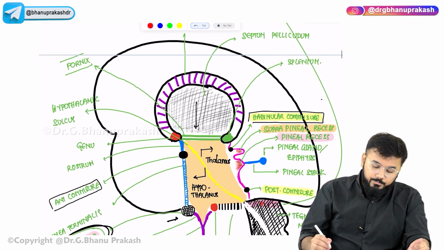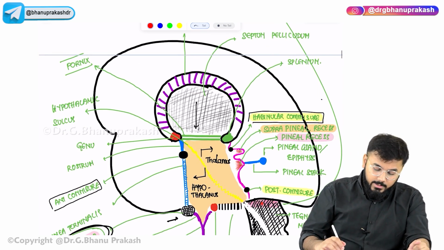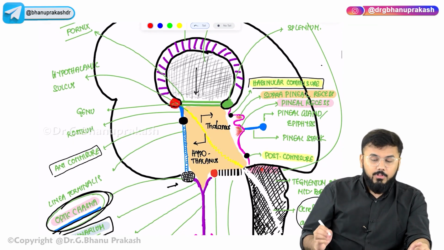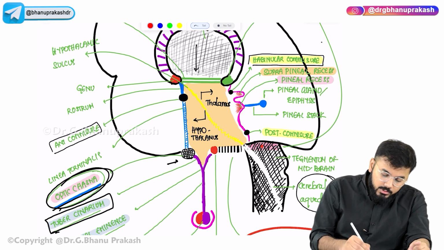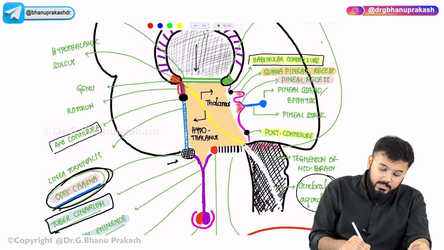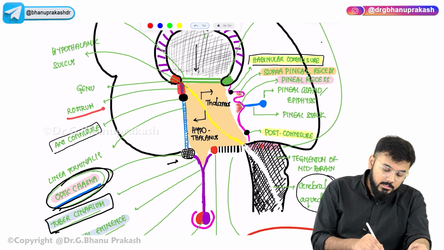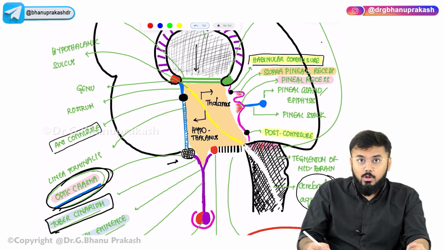Now, if you look at the genu of the corpus callosum, hanging down from the genu you see a small blue color structure. This is called a rostrum. What is this called? Rostrum.